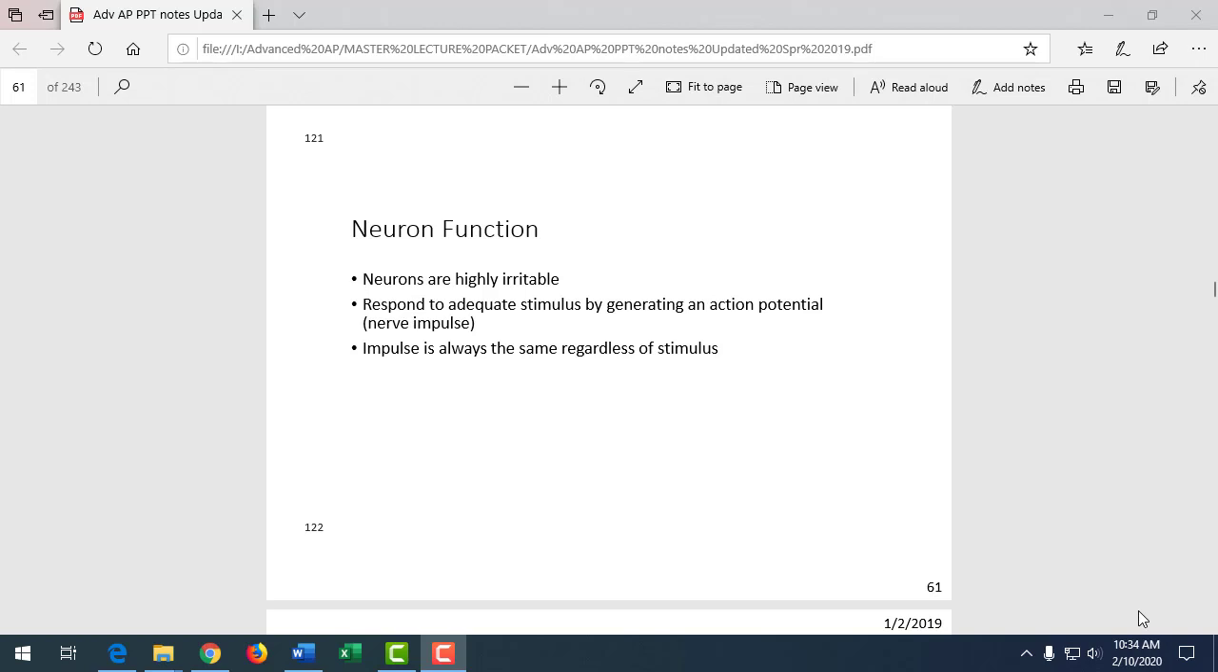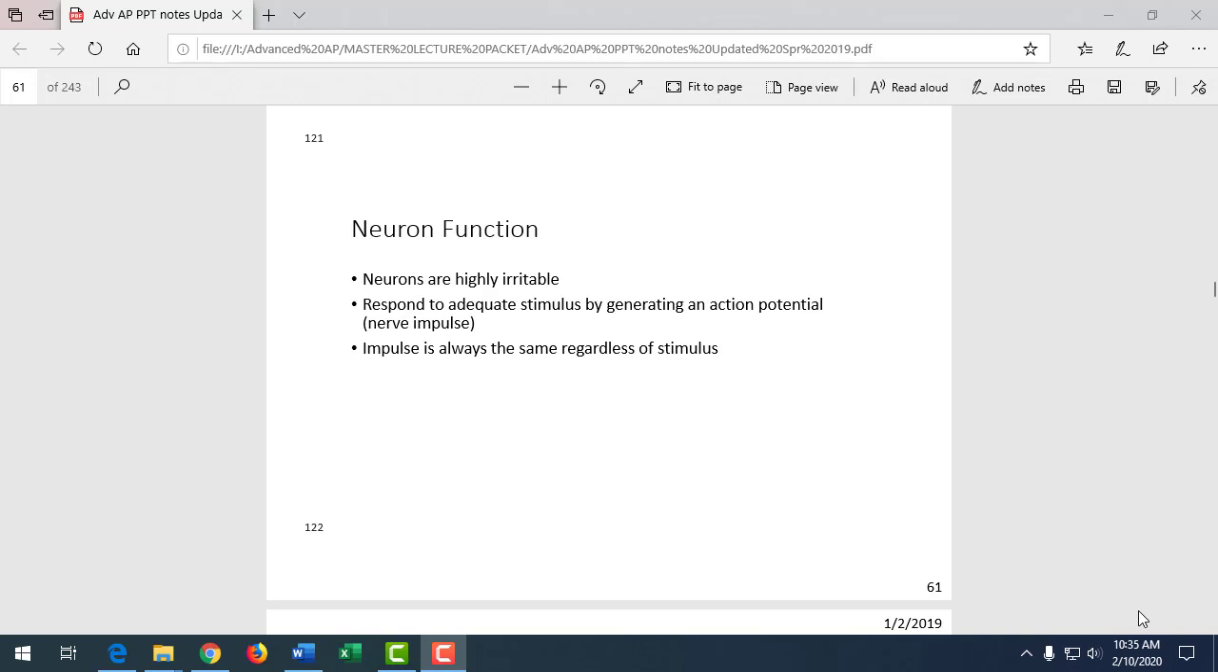So make sure you write that down. I just gave you a specific definition that would be on the test. And if you didn't write it down and then you're studying your notes and you get it wrong, you'll say, well, how did that happen? Because you didn't write it down. It means they can respond or they can change their resting membrane potential with a stimulus.